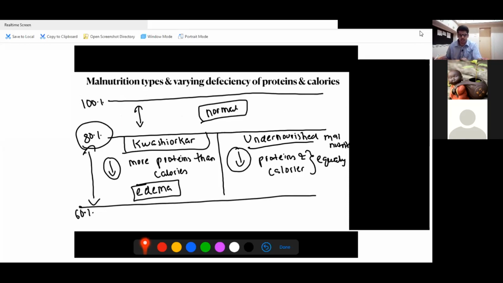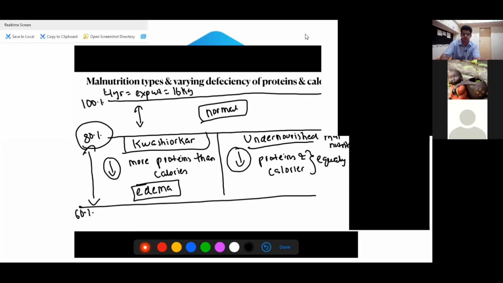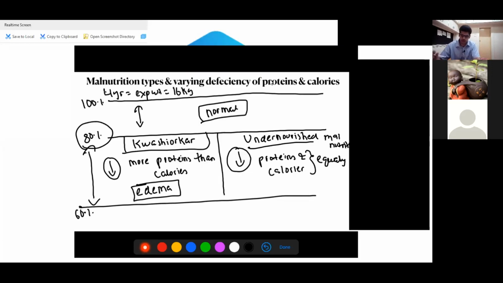These children are normal. So can someone tell me what is 80% of 16 kilo? We're taking a 4-year-old child whose expected weight is 16 kilo. What is 80% of 16 kilo? Someone has answered: it is 12.8. Good. So 80% of 16 kilo is 12.8.